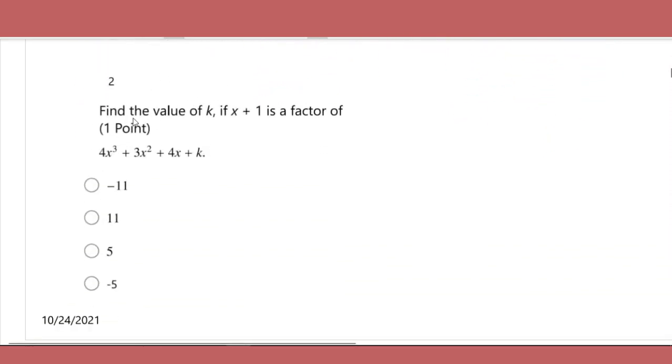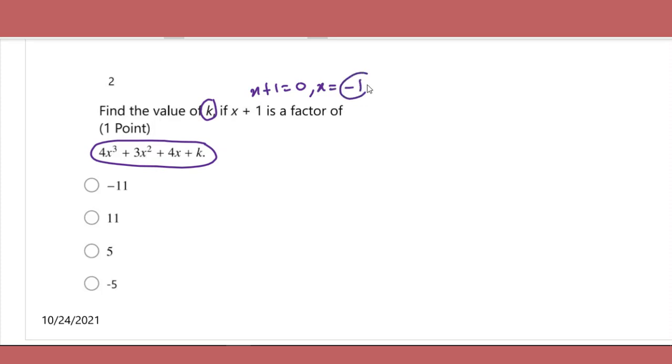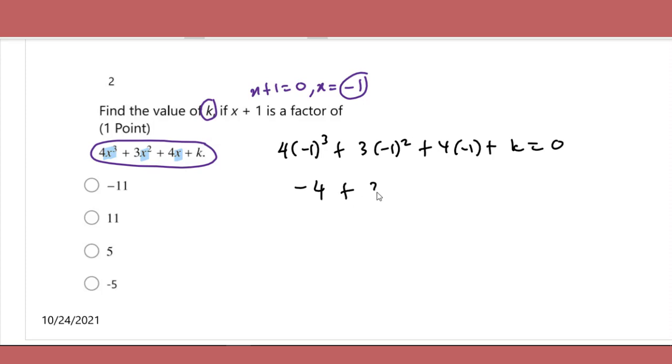For number 2, find the value of k if x plus 1 is a factor of this. When it is a factor, substitute x plus 1 equal to 0, so x is equal to negative 1. Substitute negative 1 in this variable, and the answer is equal to 0. So 4 negative 1 cubed plus 3 negative 1 squared plus 4 times negative 1 plus k is equal to 0. Negative 4 plus 3 minus 4 plus k is equal to 0.